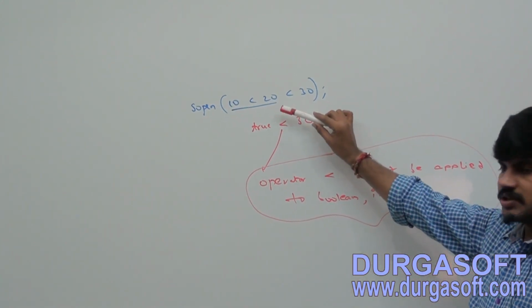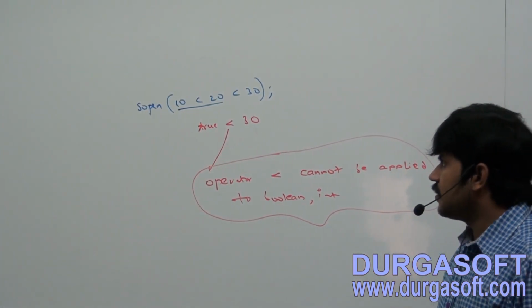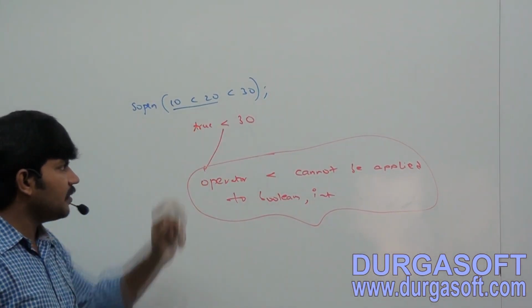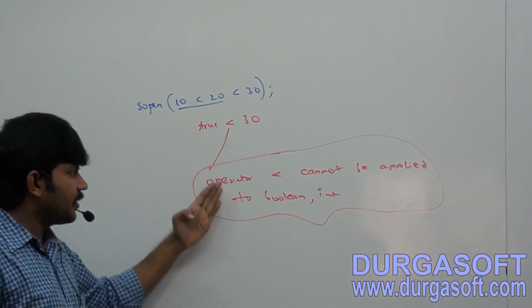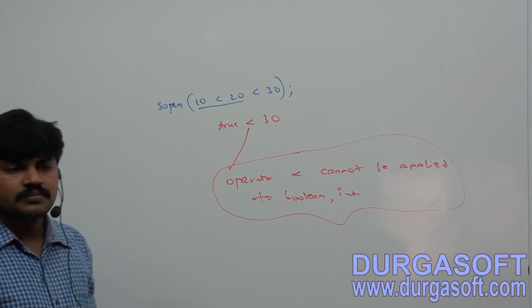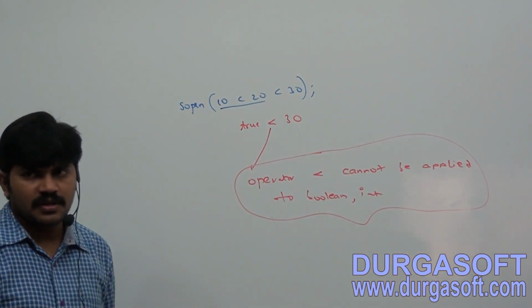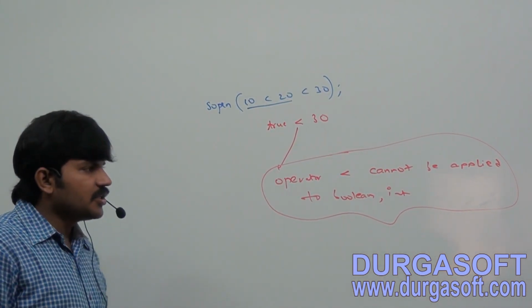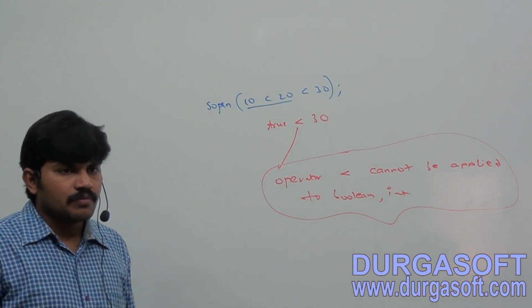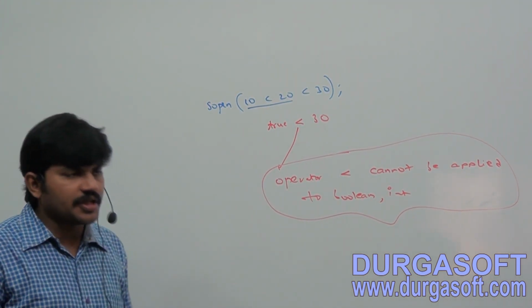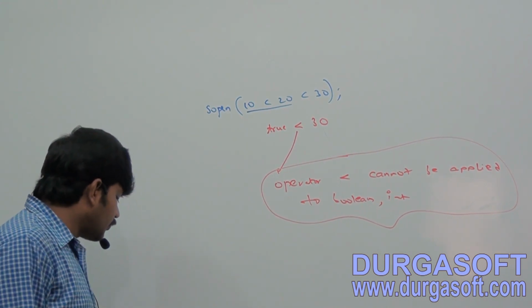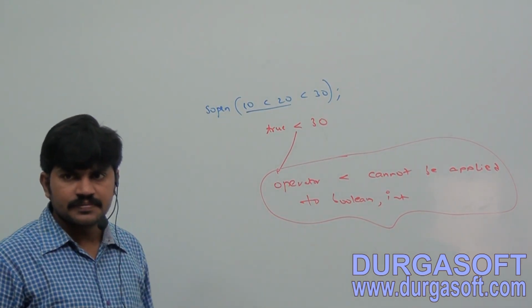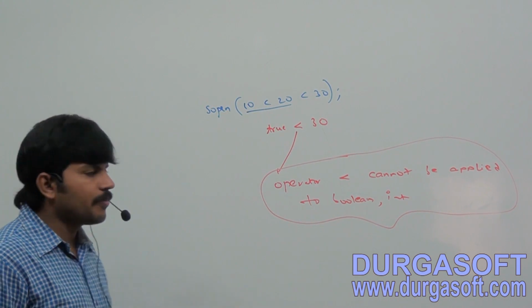Take this point. SOP of 10 less than 20 less than 30 is nothing but, what will happen? Internal part and compile time error also completed, I hope. Nesting of relational operators not allowed. By mistake, if you try to apply nested relational operators, we are going to get a compile time error by default. Is it clear for all of you, right? Nesting of relational operators not allowed.